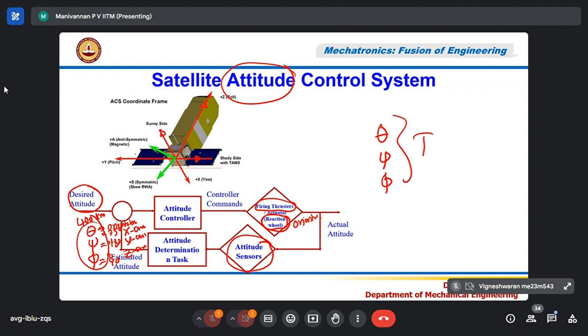These three angles should be measured. Inside the satellite, you have an angle sensor. And also, once this is measured, then altitude control is by measuring the linear velocity. Correct? X, Y, Z linear velocity will be measured using an appropriate sensor inside that.